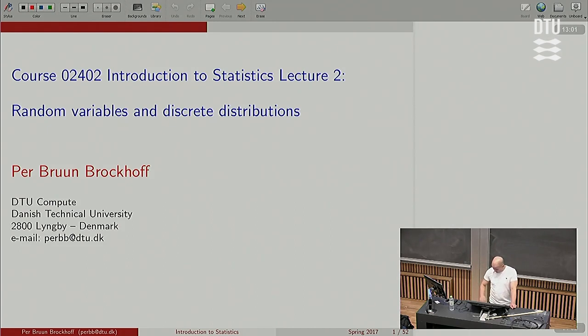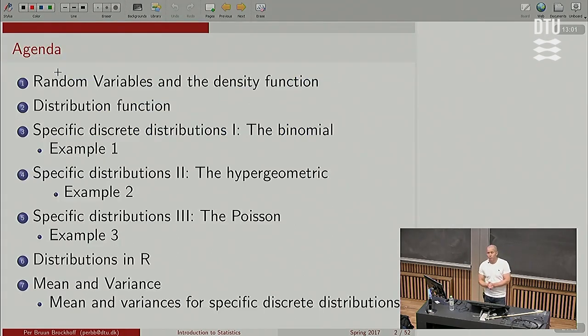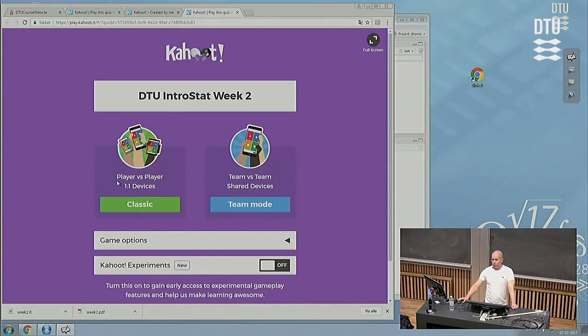So the plan is the following. Random variable, distribution, specific distribution, one of them at least I think you've met before in life, the binomial. But we're gonna game and play also.